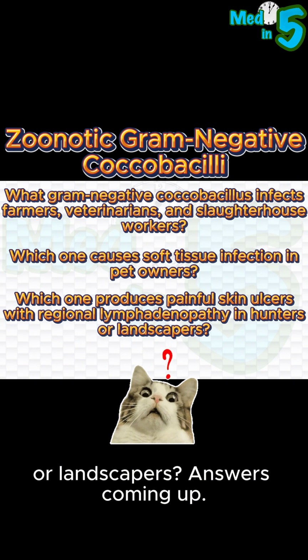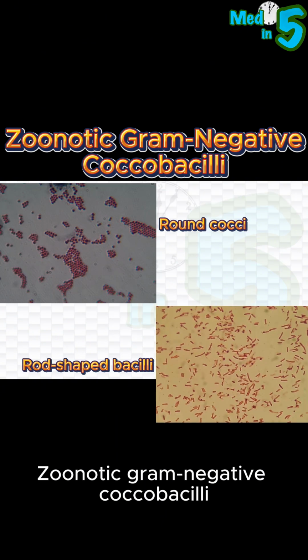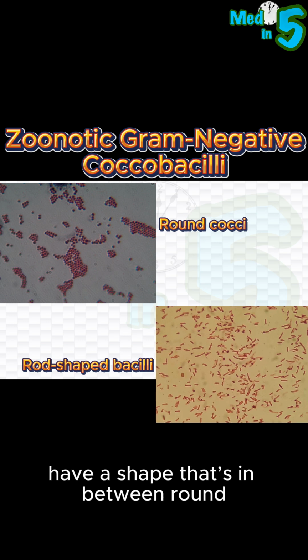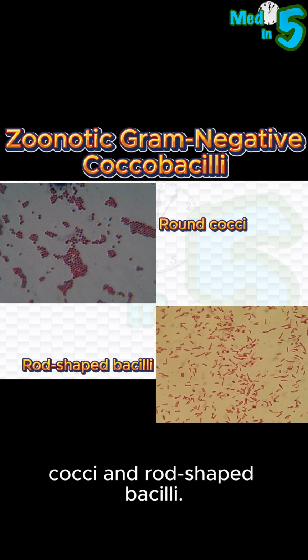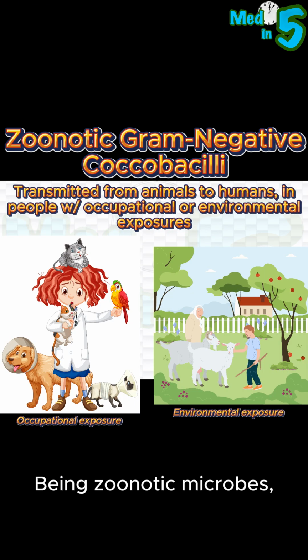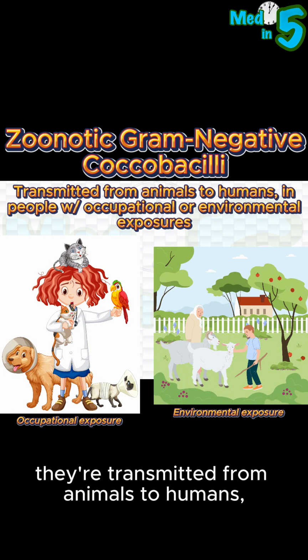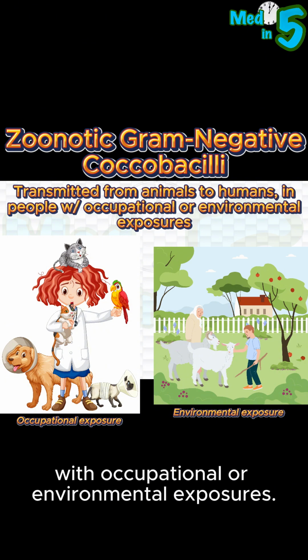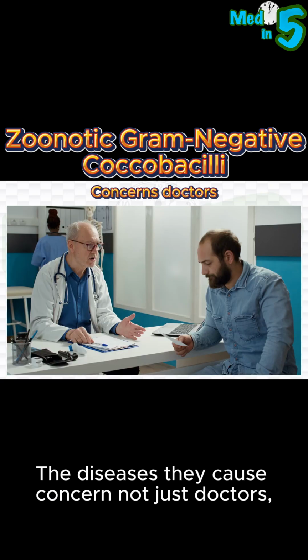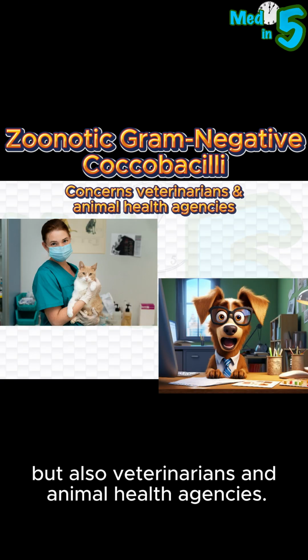Answers coming up. Zoonotic gram-negative coccobacilli have a shape that's in between round cocci and rod-shaped bacilli. Being zoonotic microbes, they're transmitted from animals to humans, often in people with occupational or environmental exposures. The diseases they cause concern not just doctors, but also veterinarians and animal health agencies.